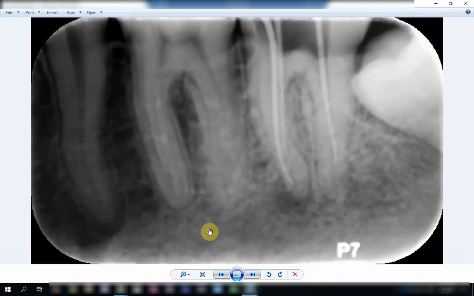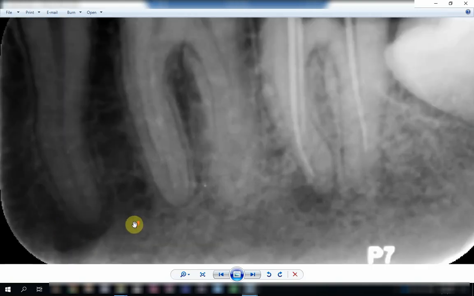Another case over here. Okay, this is the mental foramen. Now, is this related to the tooth? No. Why? Because as we know now, our reference is the PDL. PDL here is of even thickness. Then this radiolucency is a superimposed radiolucency of the mental foramen.